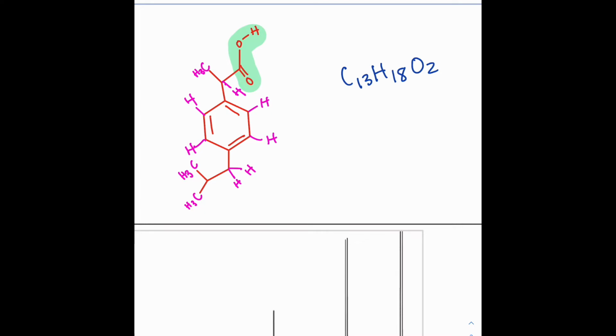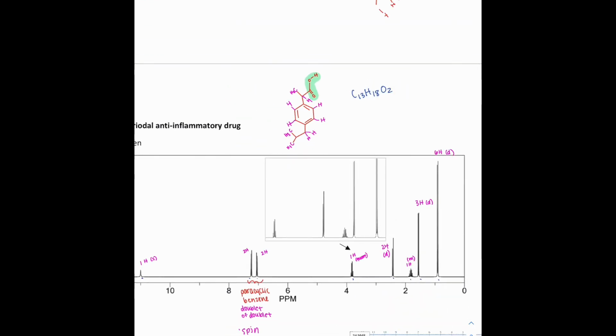So I drew the implicit hydrogens that we're going to see in the NMR in pink, and then I highlighted in green the carboxylic acid that we'll see in there as well. And then I went ahead and Googled the formula for ibuprofen, and it is C13H18O2. So I used that to help me determine the integration numbers of each signal, as well as look at some notes and other knowledge of ibuprofen.